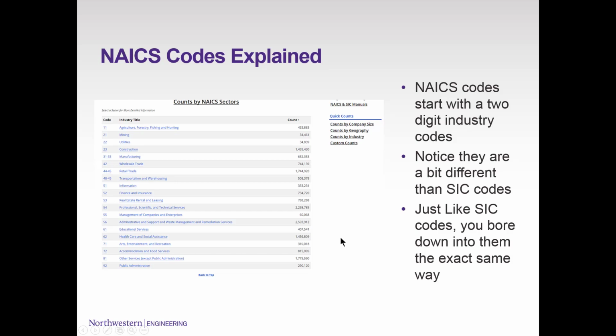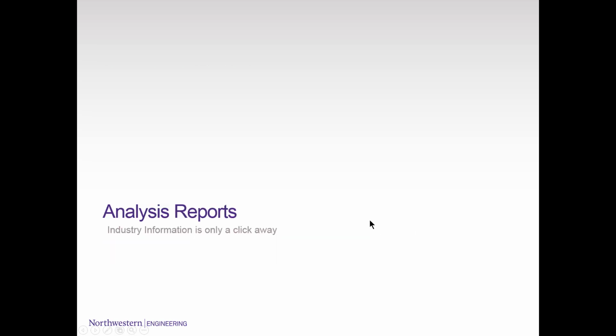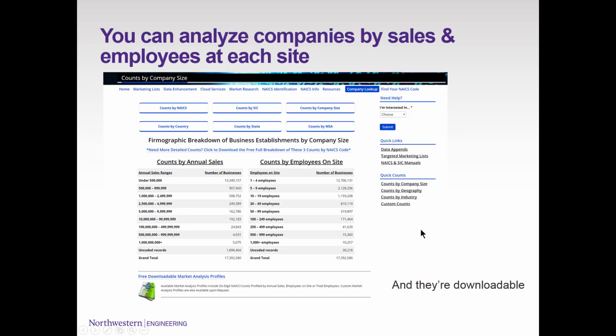It's a more updated, newer system, but here you have like manufacturing 31 to 33, finance and insurance is 52, and so forth. In the same way, here we're looking at manufacturing, and now you see different types of manufacturing going down the left-hand side with counts on the right. So you can also get analysis reports on annual sales in terms of areas or in terms of specific groups. So you see how many businesses are in different sizes.